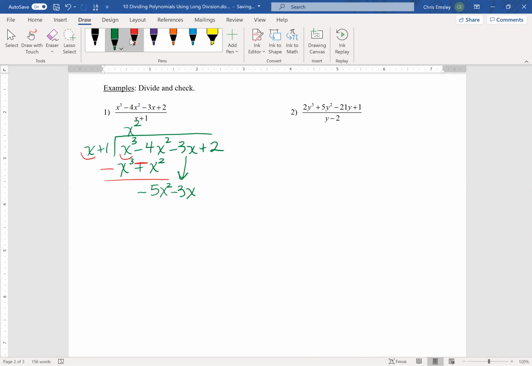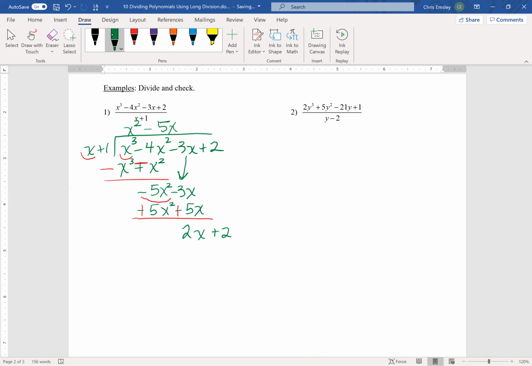What do I have to multiply x by to turn it into negative 5x squared? Well, I need a negative 5 for sure. I have one x. I need 2 of them. So I'll multiply by 1 more. Distribute that negative 5x down into your divisor. So you get negative 5x squared minus 5x. Draw the line and change the sign to subtract. Negative 3x plus 5x is 2x plus 2.